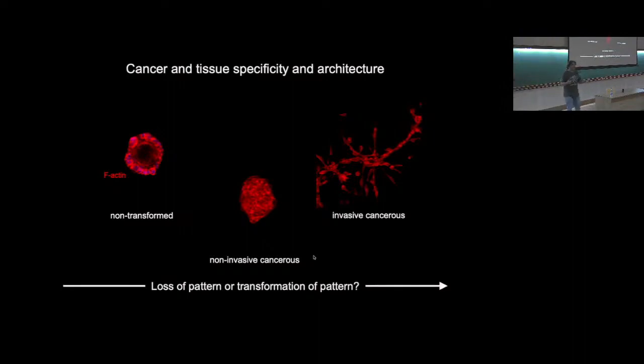Okay. So cancer can be defined on many levels, depending on who is defining and describing cancer. But one of the ways of defining cancer is the loss of that archetypical pattern that makes a tissue or organ unique with respect to others.